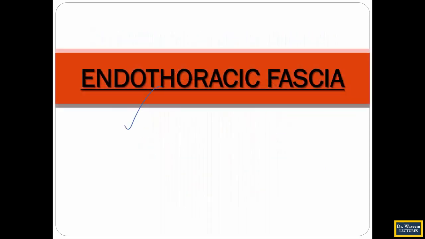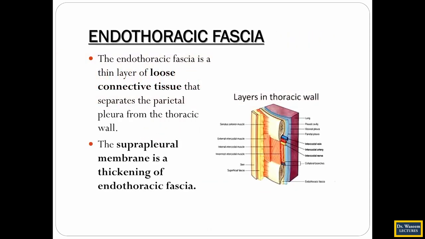Now, another smaller topic, called the endothoracic fascia. Basically, you have already seen the skin. Another is the superficial fascia, a fatty layer. Then is the membranous layer of the superficial fascia. Three layers you have seen in the thoracic wall, and again you have the three muscles: external intercostal, internal intercostal, innermost intercostal. After that, three more layers are coming.